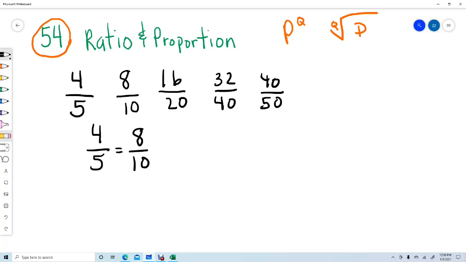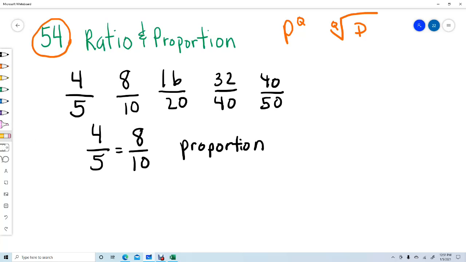When we set two fractions equal to one another, we can call that a proportion. We say that they're proportional. So this is a true statement: 4/5, for every 5 students, 4 have brown hair. So it would also be true to say that for every 10 students, 8 have brown hair, and that is a true statement. Those are equivalent.